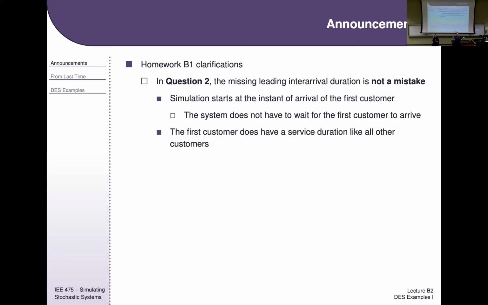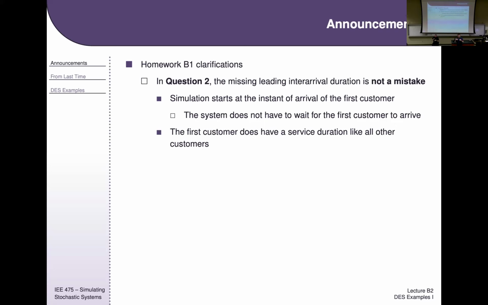That's the reason why every customer gets a service time, but only the second customer and forward gets an interarrival time. That's why there's a gap in that first row. There's no leading interarrival time because we assume the customer we start at their arrival. So that's not a mistake. That's a frequent question I'd get, like, oh, I think this is weird. There's a space here. Was there a number that was supposed to be there?